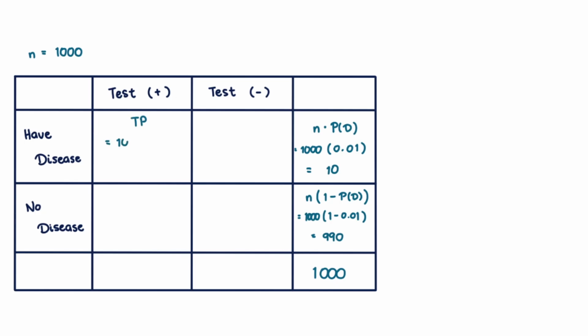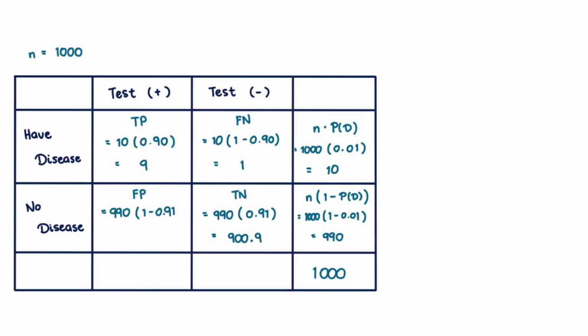Our true positive rate is 90%, so 90% of 10 is 9. And we can fill in this square with the remaining, that's 1. And then our true negative rate is 91%. So that's 91% of 990, which is 900.9. Oh, there's a point here. That's okay. And then for this square, we can just subtract that. So that's 89.1. We get the totals of these two columns, 98.1 and 901.9. Make sure that they all total up to 1,000.